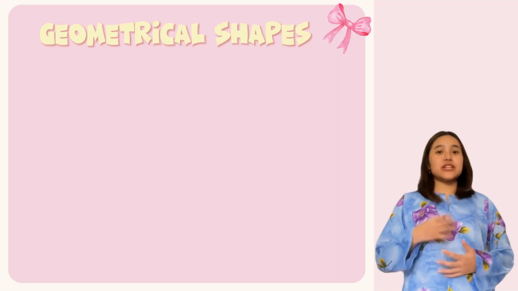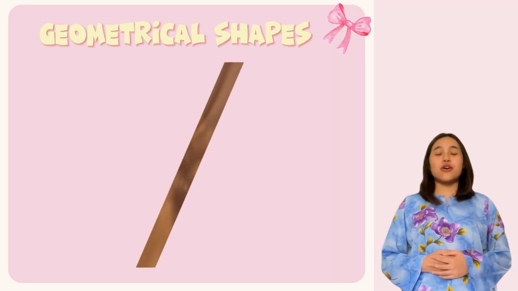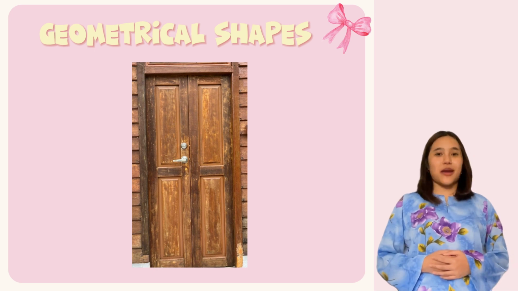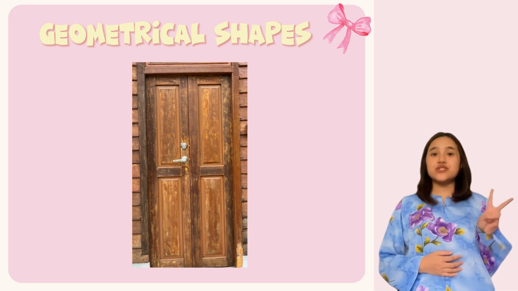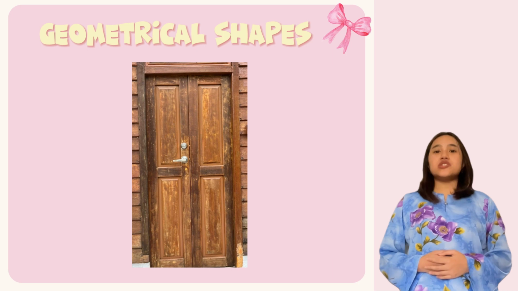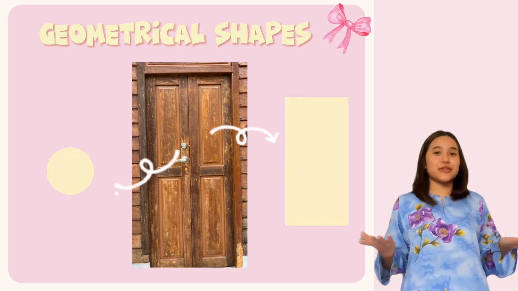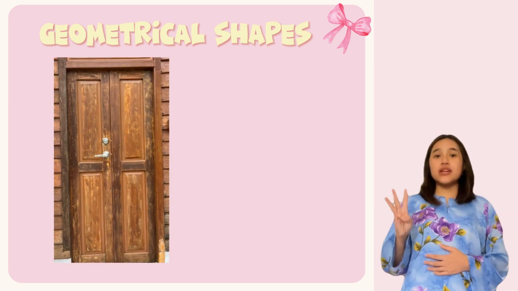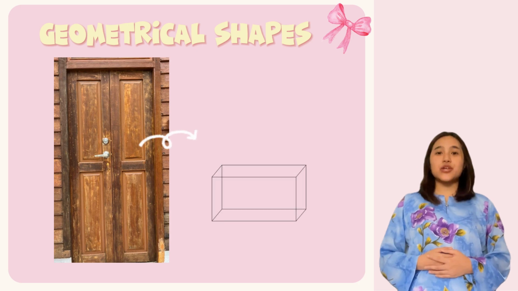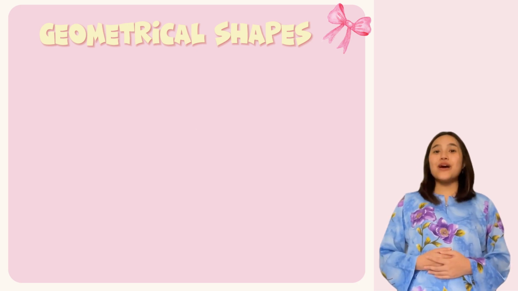There are three geometrical shapes that can be found on the door of Bangunan SKTM. The door has two-dimensional shapes, which are the rectangle and circle, while its three-dimensional shape is the rectangular prism. Now, let's move on to the next section, which is the geometrical concepts.